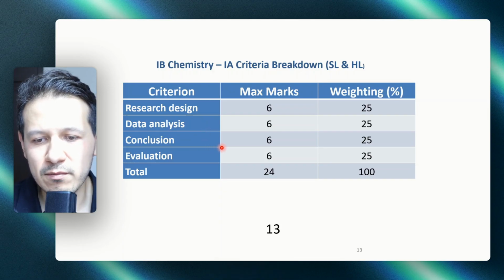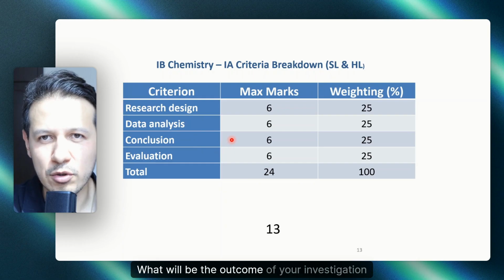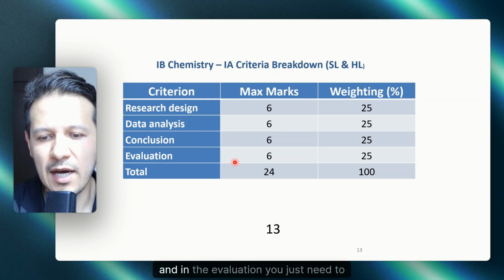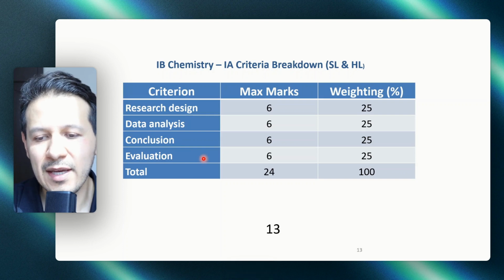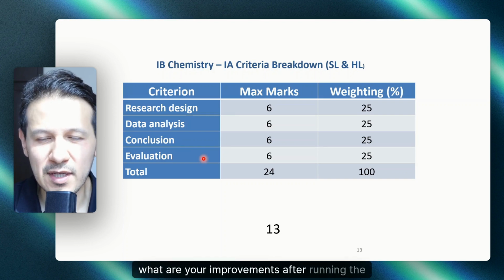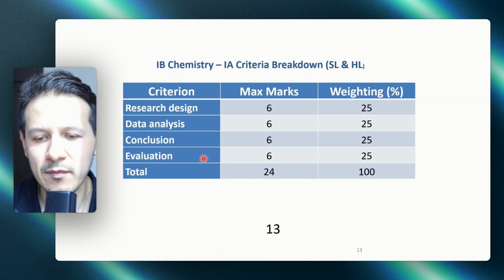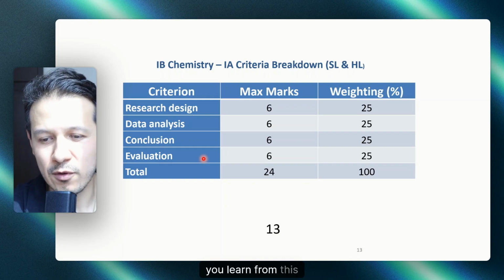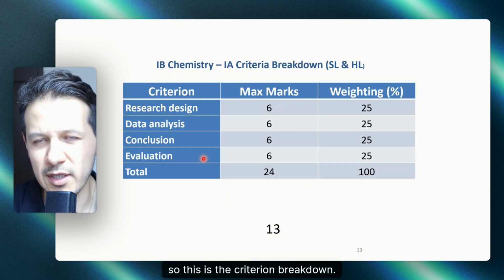The conclusion, this is how you interpret your data, what will be the outcome of your investigation. And in the evaluation, you just need to explain what your improvements are after running the investigation. You need to show the examiner what the corrections are or what you learned from this process. Okay, so this is the criterion breakdown.